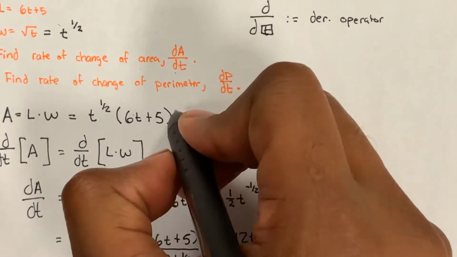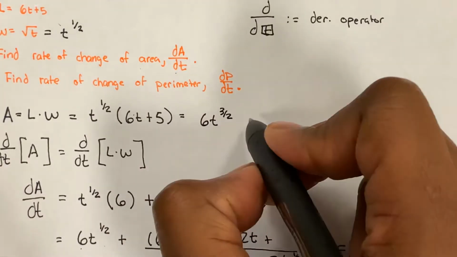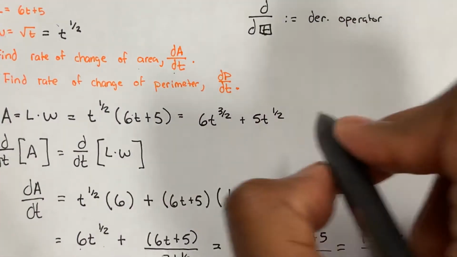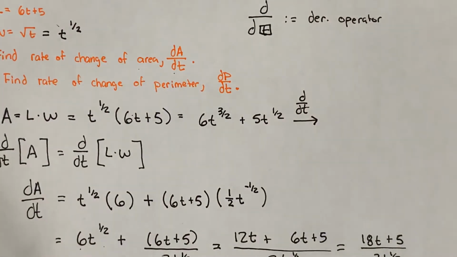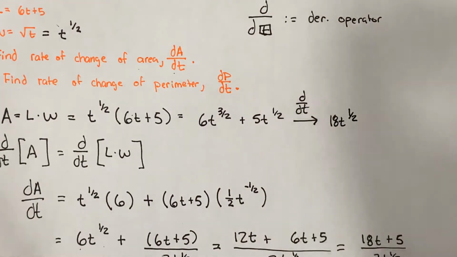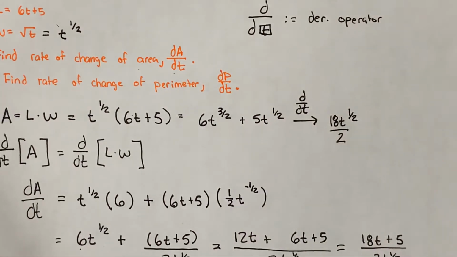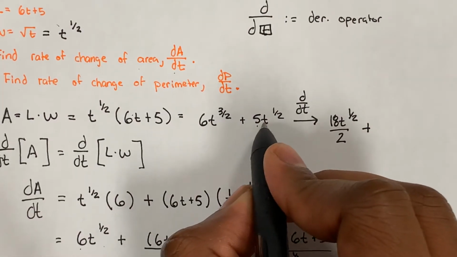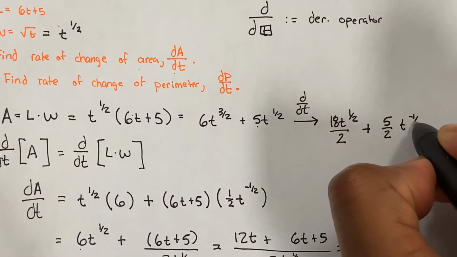So if we go back and distribute this to check that work, this will give us 6t to the 3/2 plus 5t to the 1/2. And if we found the derivative, I'm just going to put an arrow and put d over dt to indicate that we have done a derivative. That's going to give us 18t to the positive 1/2 power over 2, mind you, plus 5/2 t to the negative 1/2.